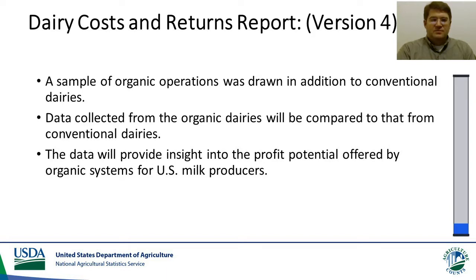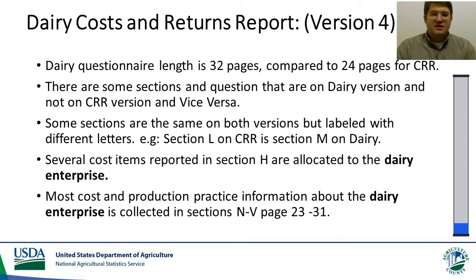milk producers. Section L on the CRR is Section M on the dairy. Several cost items reported in Section H are allocated to the dairy enterprise. Most cost and production practice information about the dairy enterprise is collected in sections N through V, pages 23 through 31.